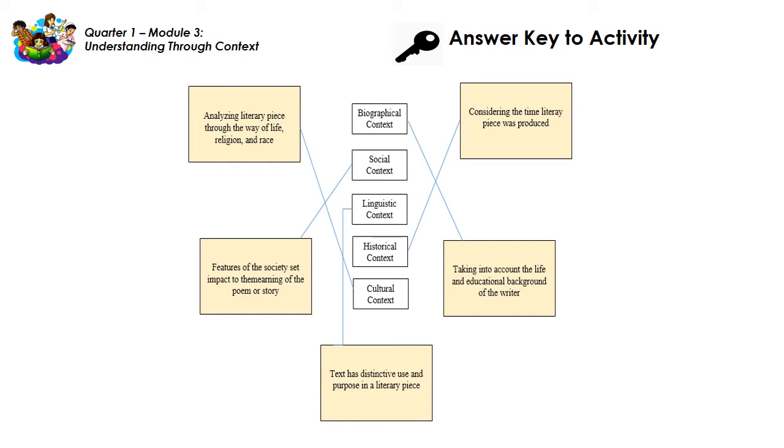Biographical context is taking into account the life and educational background of the writer. Social context, features of society that set impact to the meaning of the poem or story. Linguistic context, text has distinctive use and purpose in a literary piece. Historical context, considering the time literary piece was produced. And cultural context, analyzing literary piece through the way of life, religion, and race.